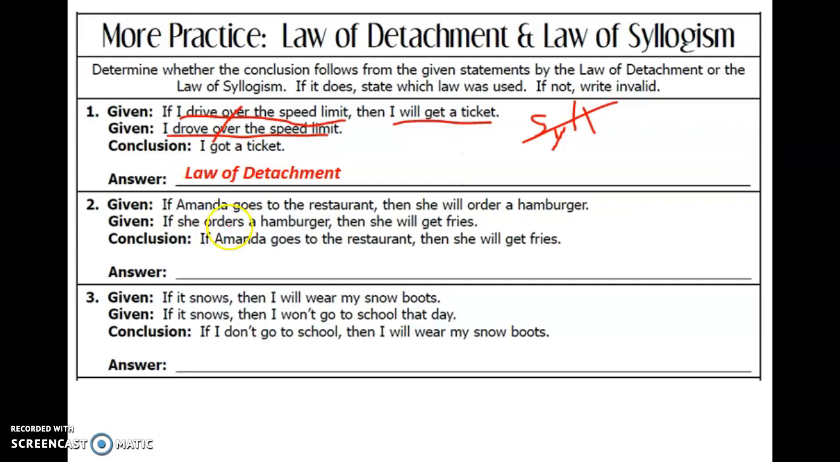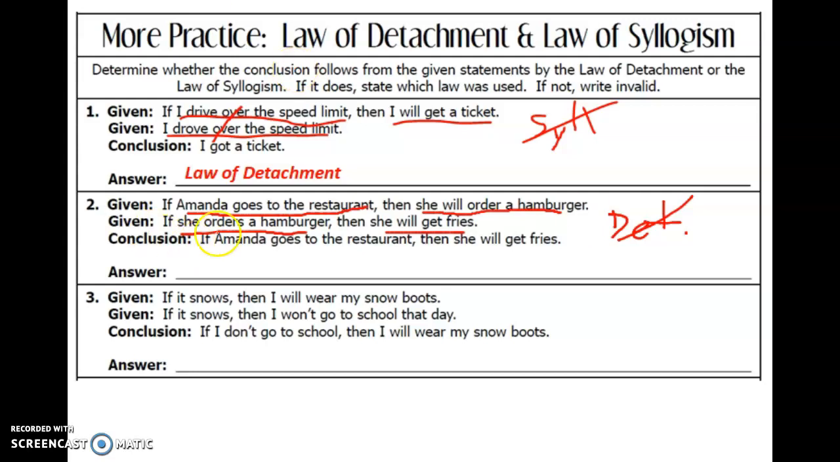Okay, number 2, if Amanda goes to the restaurant, then she will order a hamburger. The next part of the given, if she orders a hamburger, then she will get fries. I have 2 if-then statements. Because of that, we're definitely not looking at detachment. Detachment only has 1 if-then statement. So now I need to decide, is it syllogism or invalid?